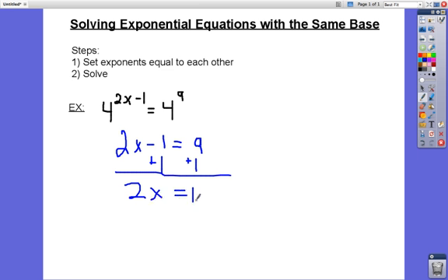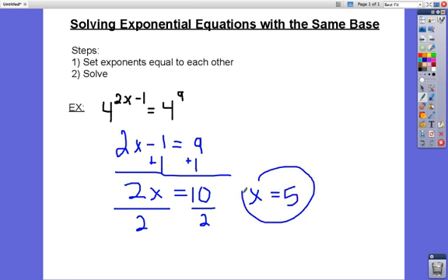Okay, and then hopefully you guys all know how to solve this. Last step is to divide by 2. And 10 divided by 2 is 5. So our value of x equals 5. And if you did want to plug this in just to check your work, you would plug it in here. So 2 times 5 is 10, minus 1 is 9. So 4 to the 9th equals 4 to the 9th, which we know must be true.